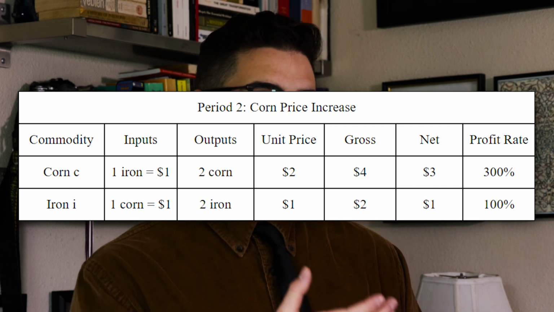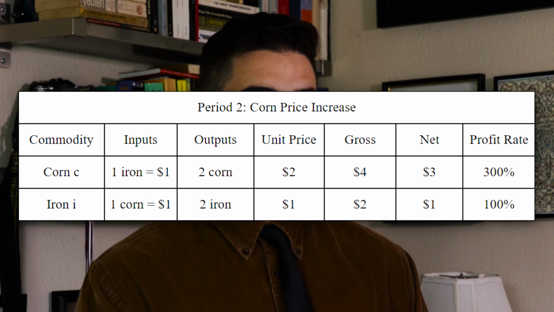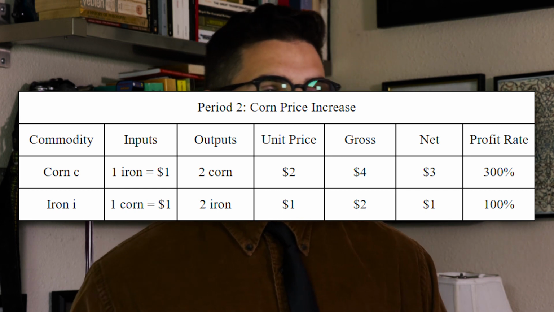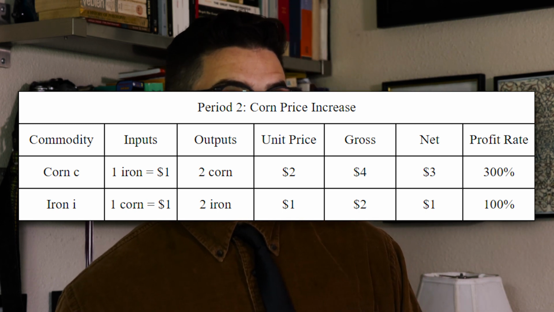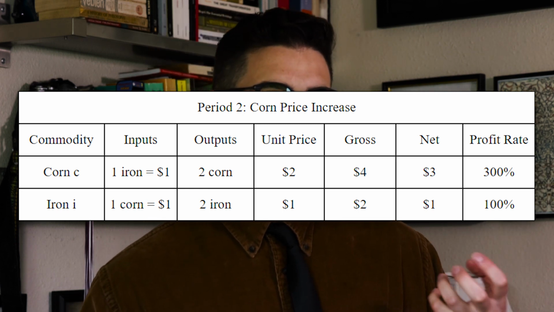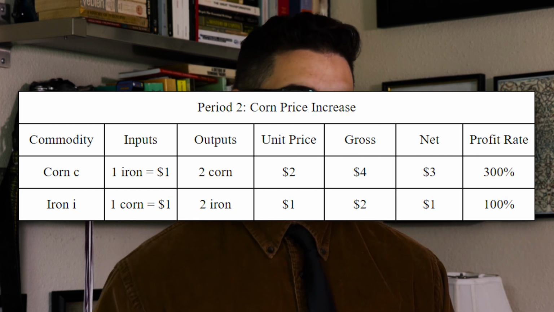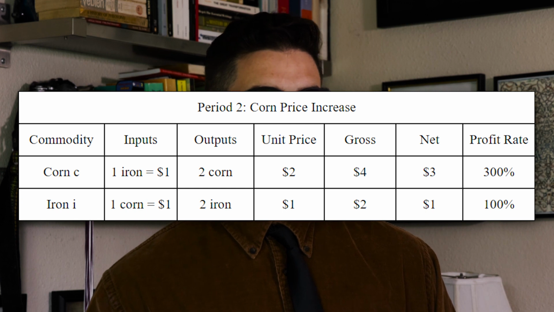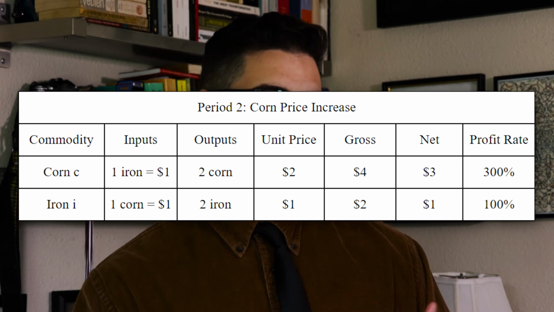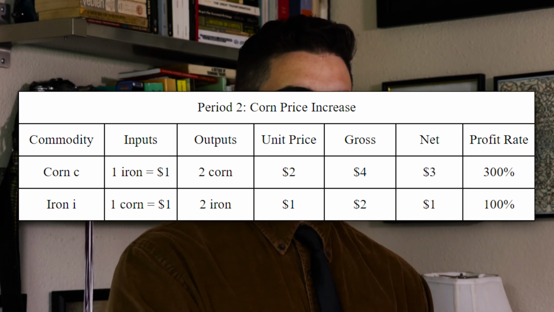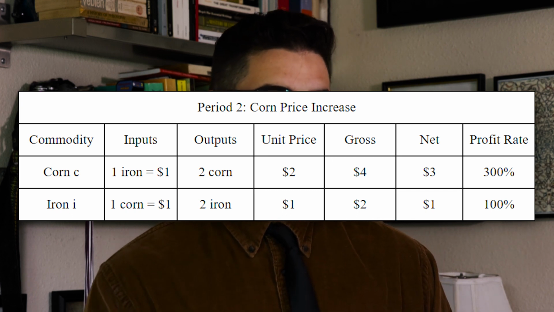The two sectors purchase goods from each other at the end of period 2. 1 unit of corn is sold to the iron-producing firm for $2, and 1 unit of iron is sold to the corn-producing firm for $1. Because of the higher unit price of corn, the corn industry yields a higher rate of profit than in its previous period. Despite only paying $1 for iron inputs at the end of period 1, it sells its output, which is 2 units of corn, for $2 each. The corn-producing firm yields a net profit of $3, which provides it with a 300% rate of profit.